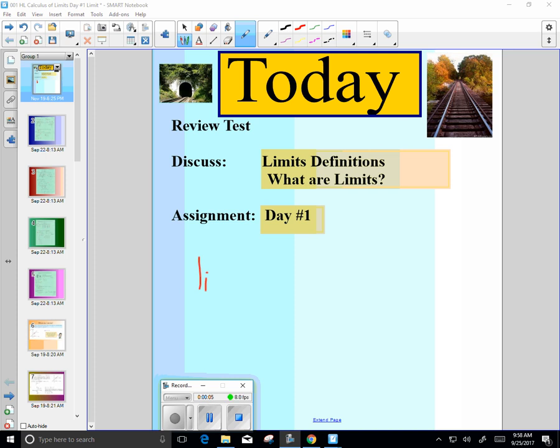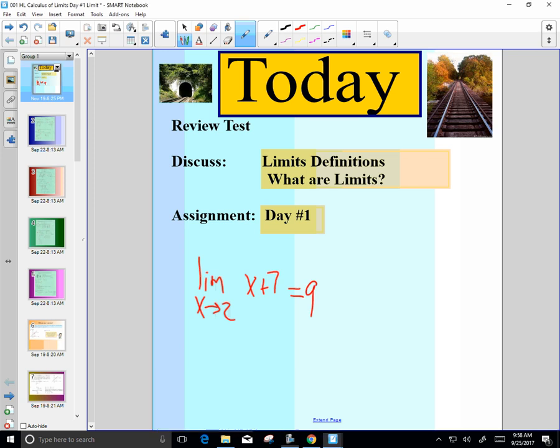The hardest thing in introducing limits is to show you don't know what a limit is. And I'm not trying to be high and mighty or anything, but it just bugs me like crazy. If I said the limit as x approaches 2 of x plus 7, what is it? 9, right? If I asked you to take the limit as x approaches 3 of x squared minus 9 over x minus 3, what is that?